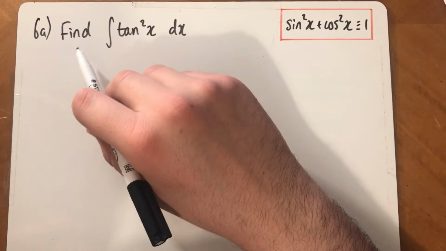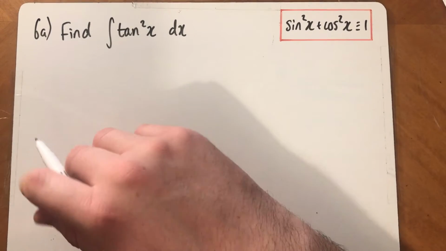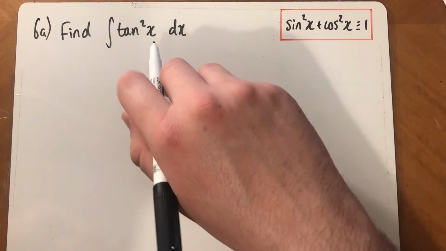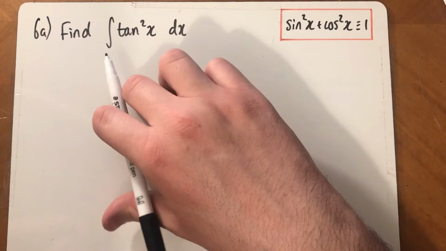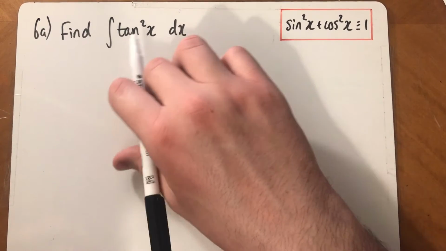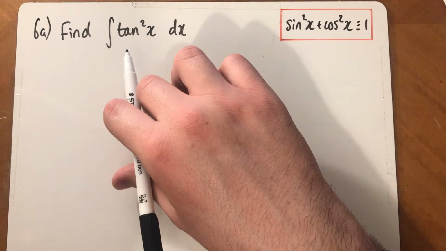So for question 6a, we've been asked to find the integral of tan squared x with respect to dx. Okay, so here we have a trig type integral. So it will most likely be the case that we'll have to use one of our standard trig identities to reduce this down to something that can be integrated via standard trig integrals.